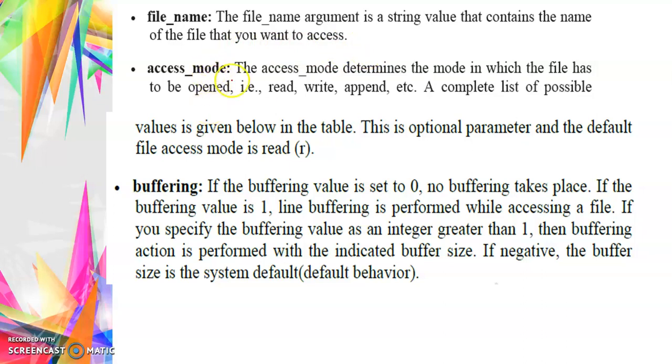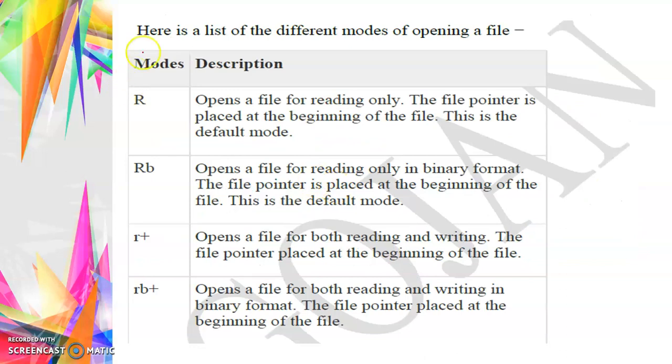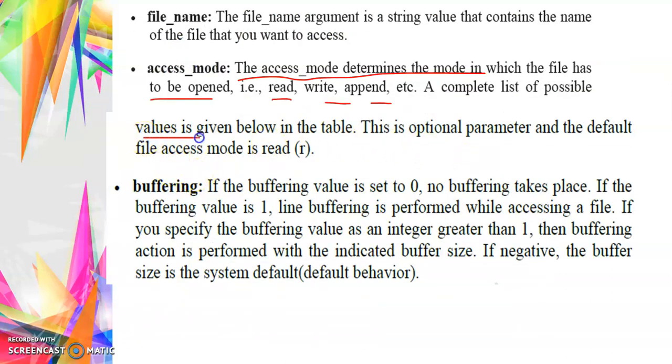Then access mode. Access mode means what you are going to perform on your file, whether reading, writing, or append operations. The access mode determines the mode in which the file has to be opened: read, write, append, etc. A complete list of possible values is given below in the table. We will discuss the modes later. This is an optional parameter, and the default file access mode is read.